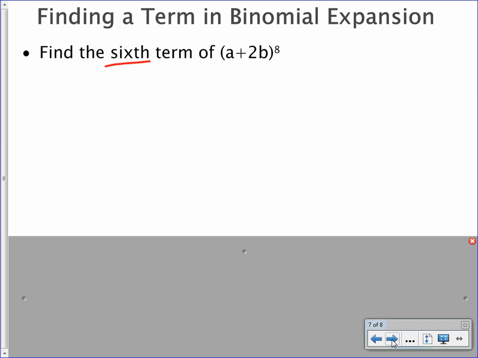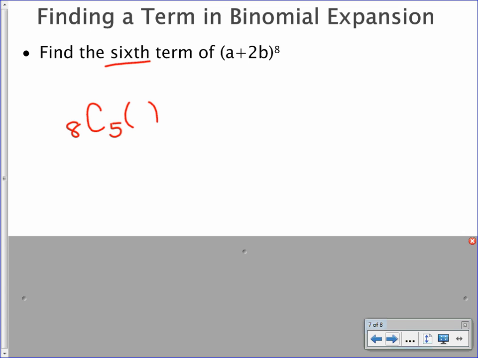So if we're going to find our sixth term, would you do 8 choose what? We would do 8 choose 5, because our first term is 8 choose 0, our second term would be 8 choose 1, so our sixth term is really when we put that 5 in there. Okay? So let's remember what this looks like.